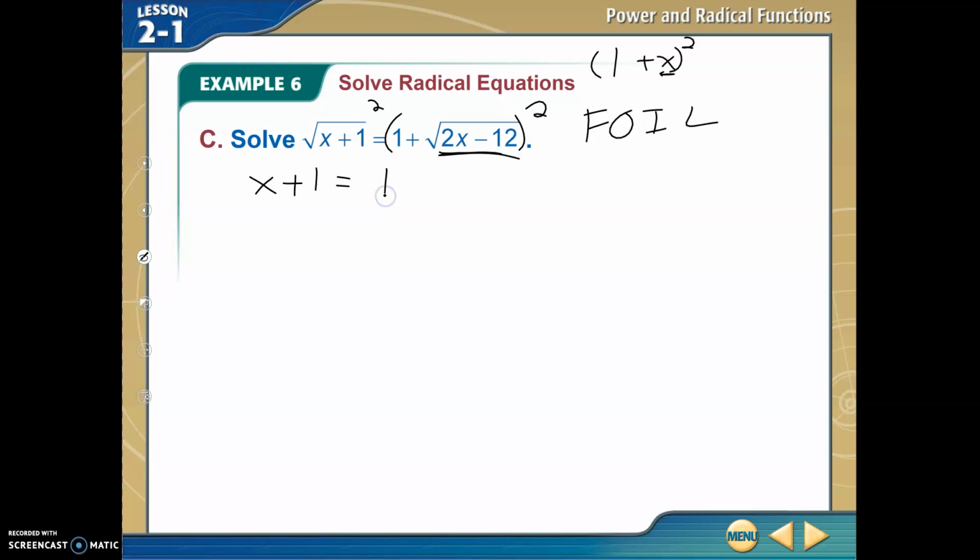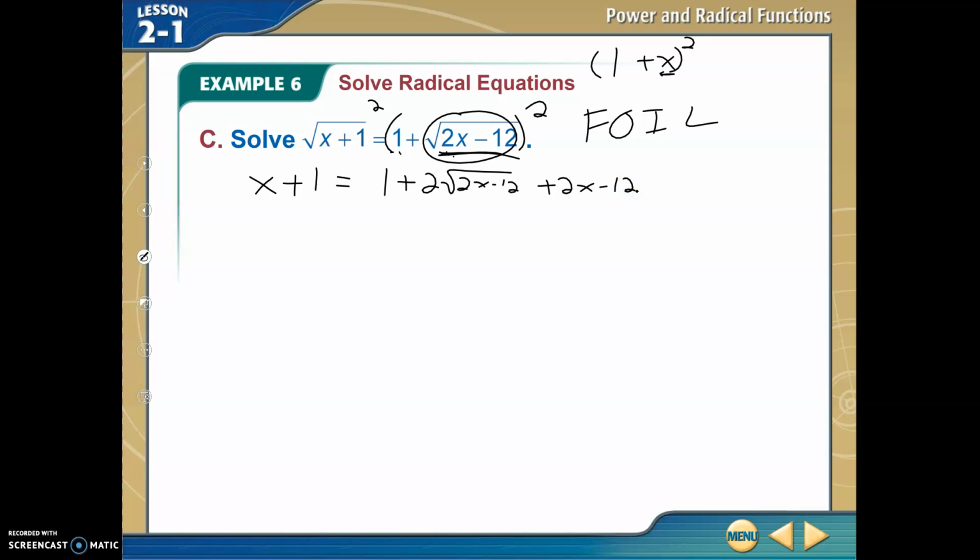So I'm going to have 1 in the front, square that. Okay, multiply those together, we get 1 times square root of 2x minus 12, which is square root of 2x minus 12. Double that, so I get 2 square root of 2x minus 12. Okay, and then on the end, we square this last term, which just gives me 2x minus 12. Okay, so that was our FOIL part.